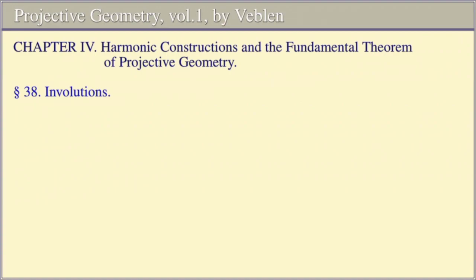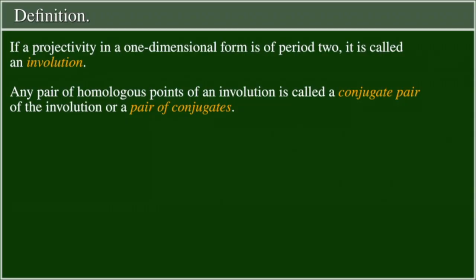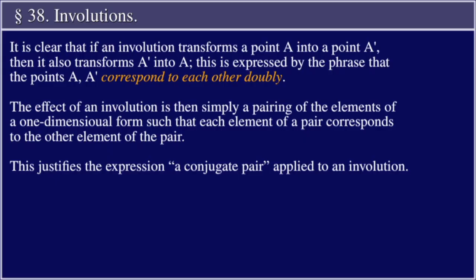Section 38, Involutions. Definition: if a projectivity in a one-dimensional form is of period 2, it is called an involution. Any pair of homologous points of an involution is called a conjugate pair of the involution, or a pair of conjugates. It is clear that if an involution transforms a point A into A', then it also transforms A' into A. This is expressed by the phrase that the points A and A' correspond to each other doubly.